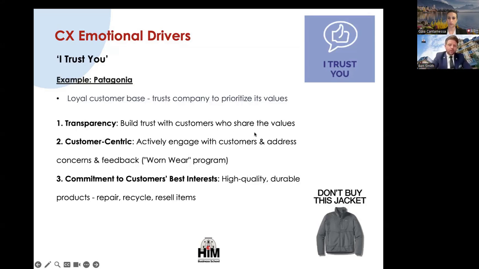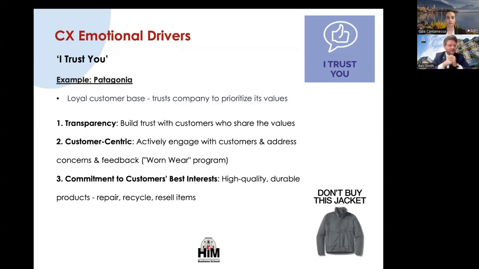One of these is the Worn Wear program, and the purpose of this program is to essentially make their products more durable and to encourage customers to wear the products for a longer time before purchasing or upgrading to other products. You may have seen this quite famous now advertising campaign from Patagonia in the bottom right, "Don't buy this jacket." It's a very bold move of a clothing brand to suggest that you don't buy their clothing.